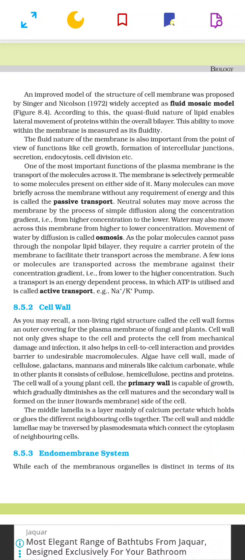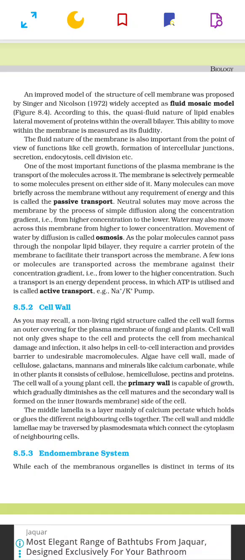The cell wall of a young plant cell, the primary cell wall, is capable of growth, which gradually diminishes as the cell matures, and the secondary wall is formed on the inner, towards-the-membrane side of the cell. The middle lamella is a layer mainly of calcium pectate which glues the neighboring cells together. The cell wall and middle lamellae may be traversed by plasmodesmata, which connect the cytoplasm of neighboring cells.